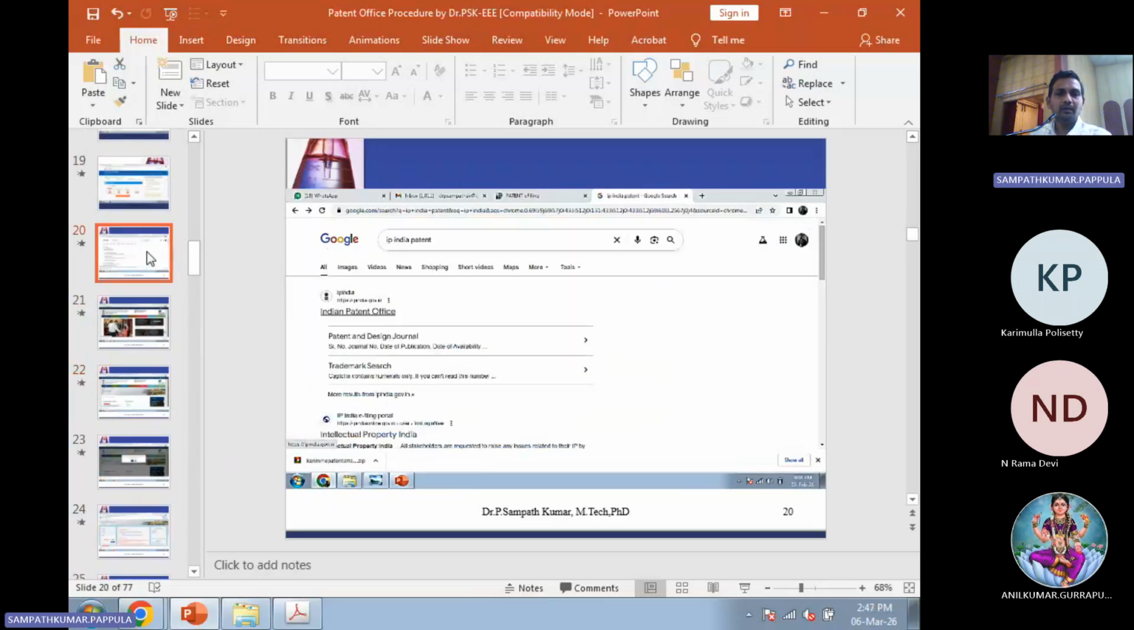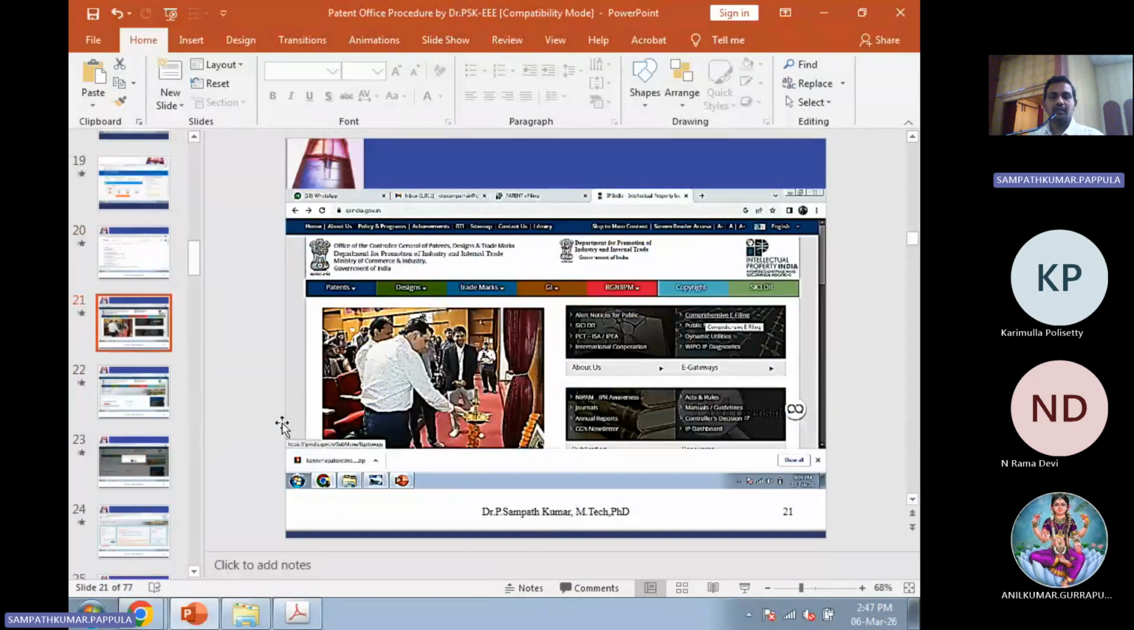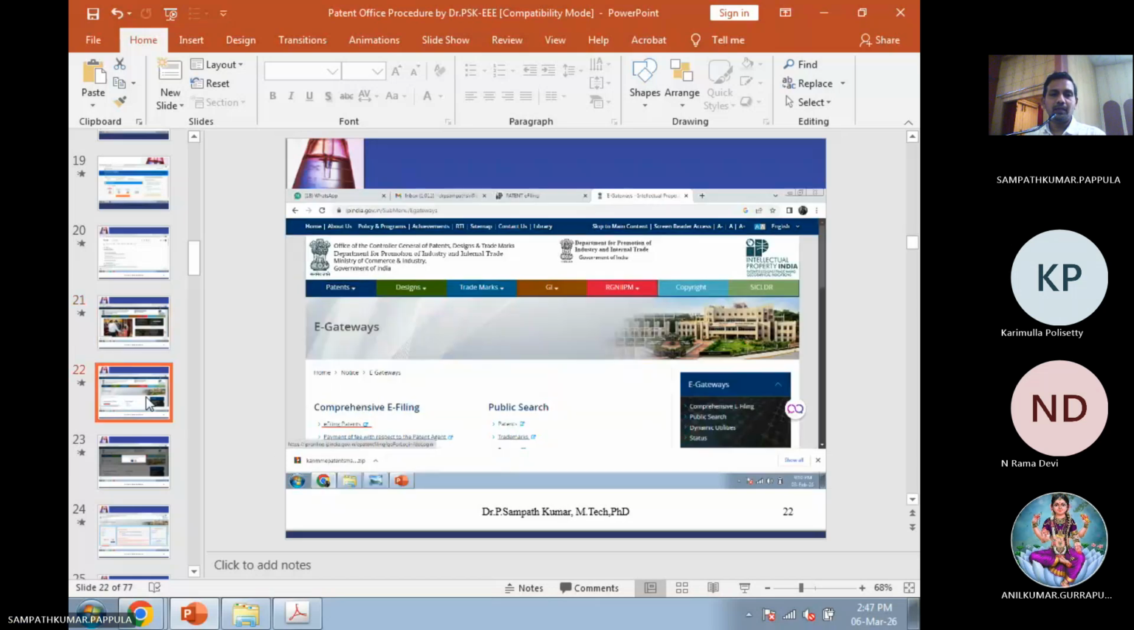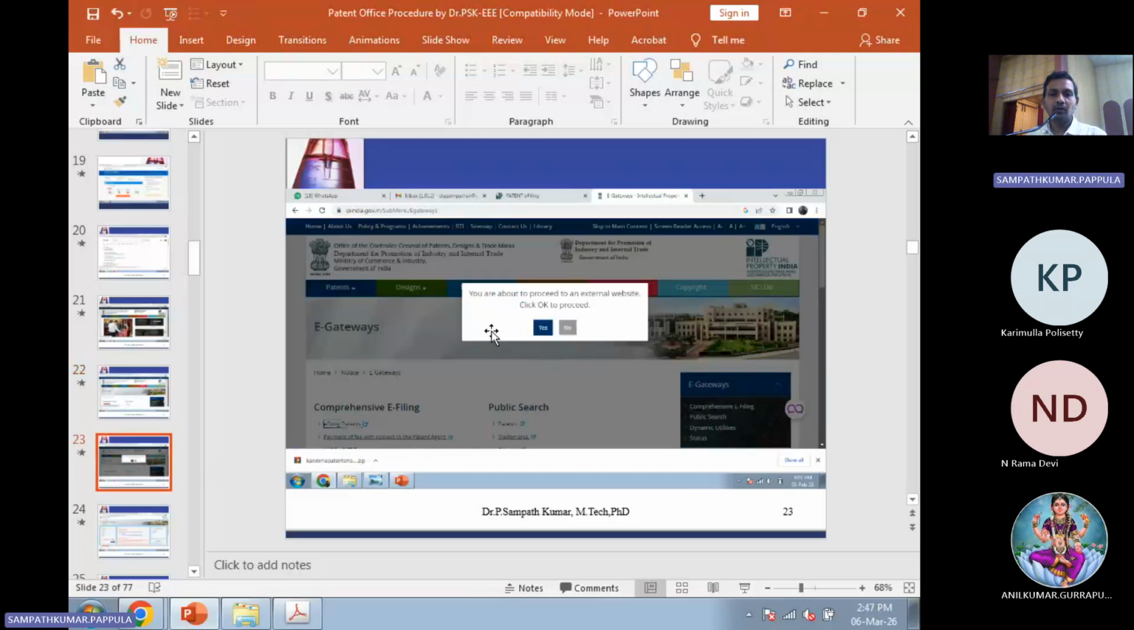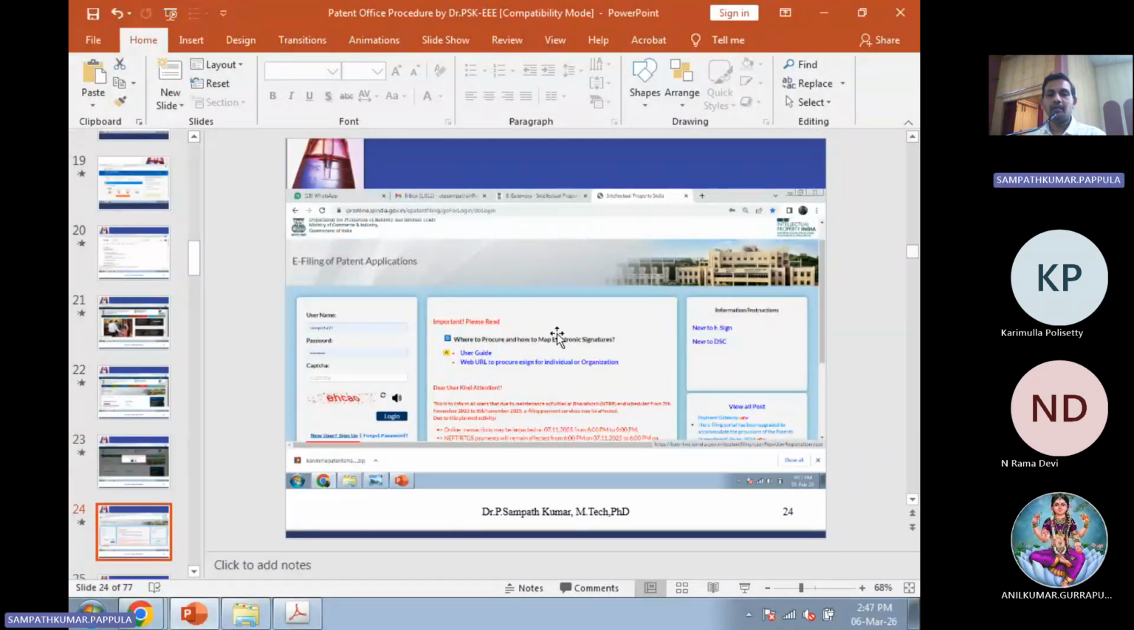So first open Google and type Indian patent, IP India patent. You will get the sites. So here, click on Indian Patent Office. Next, after that, you will get this window. In this particular window, you click on this public, and we will get this site directly here. Patent filing, click on it. So you are about to proceed to the actual website. Yes, it is. So click yes. It appears like this, right? So finally, you will get this window.